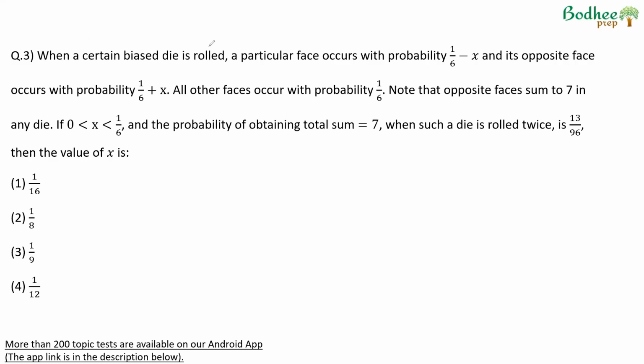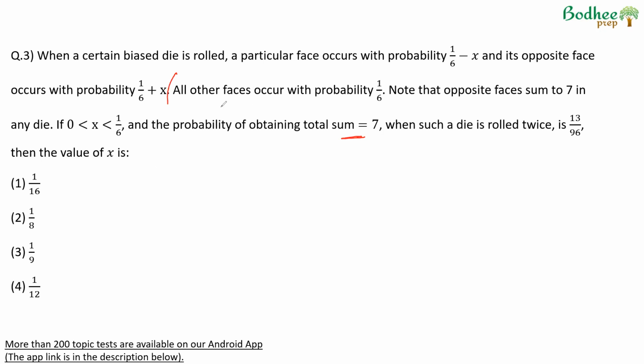When a certain biased die is rolled, a particular face occurs with probability 1 by 6 minus x. Its opposite face occurs with probability 1 by 6 plus x. All other 4 faces have a probability of 1 by 6. Note that the opposite faces sum to 7 in any die, or at least in this one. If x lies between 0 and 1 by 6, find the probability of obtaining total sum 7 when such a die is rolled twice. The probability of getting a 7 is 13 by 96. Find the value of x.